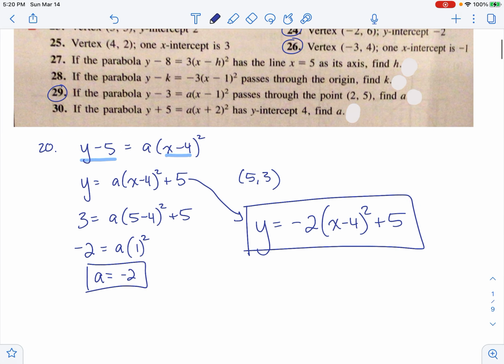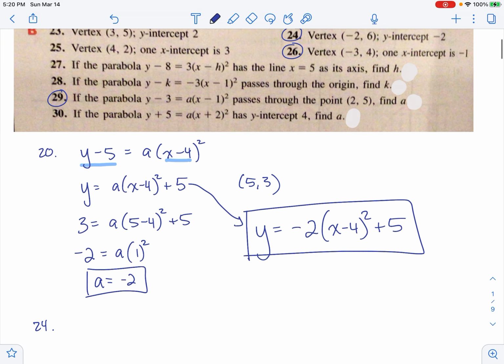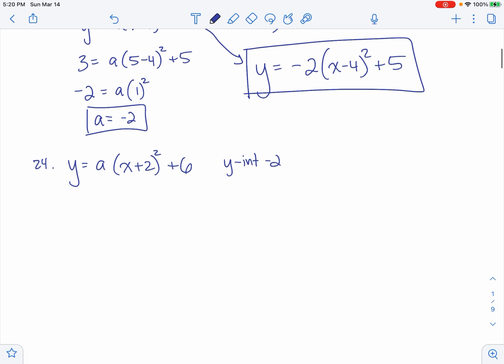For 24, similar idea here. I know my vertex, so I'm going to go right away and plug into vertex form. I'll start with my y equals. I'm going to have y equals a times x minus -2 squared plus 6. And then I know the y-intercept is -2. Don't forget, that means you know a point. A y-intercept is 0, -2.